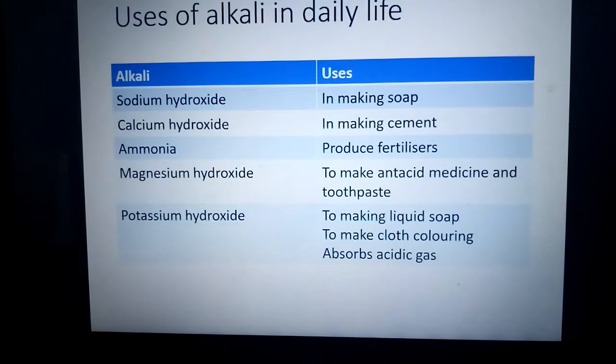Uses of alkaline: mostly for detergents. Sodium hydroxide for making soap. Ammonia, also for fertilizers. Magnesium hydroxide is used to make antacid medicines, antacid medicines ubat gastrik. Gastrik ada banyak asid perut. Jadi untuk kita neutralize that gastric acid, we need something that is more alkaline, that is antacid, magnesium hydroxide.